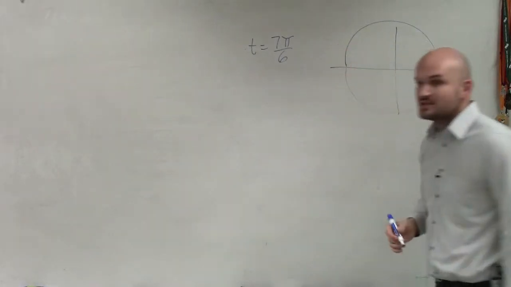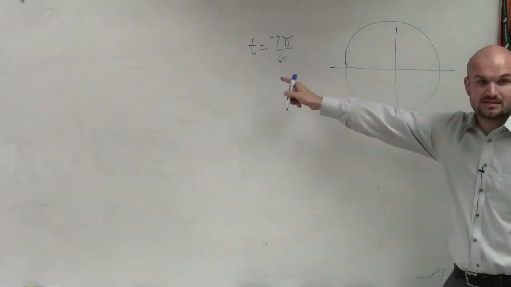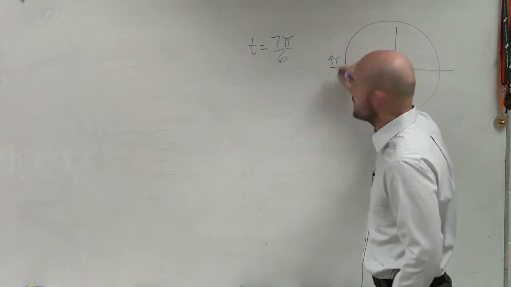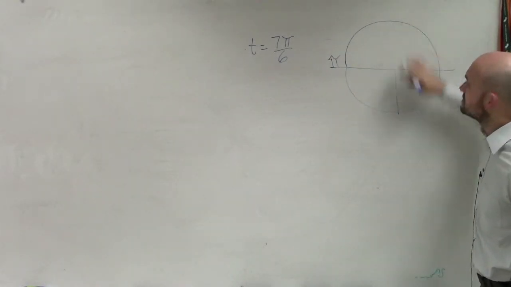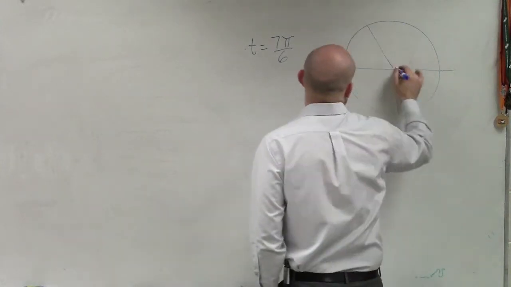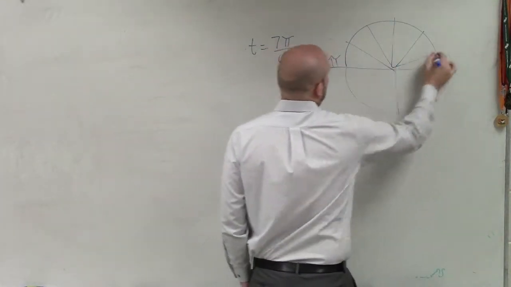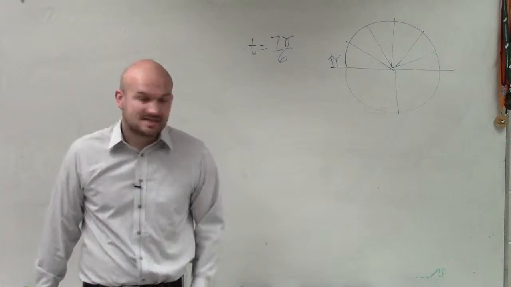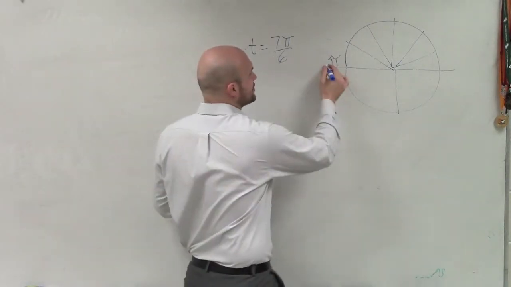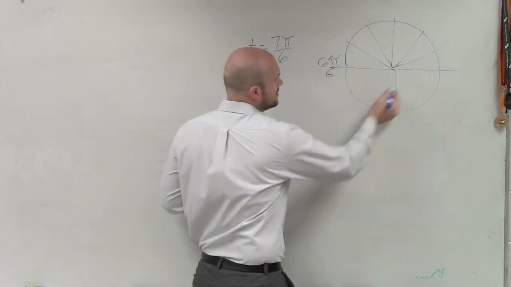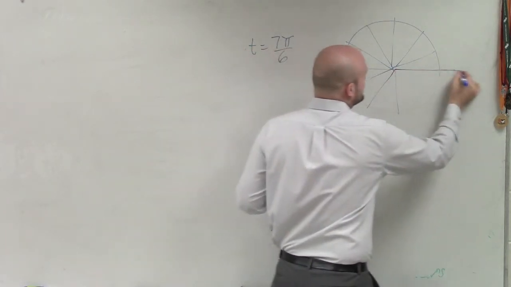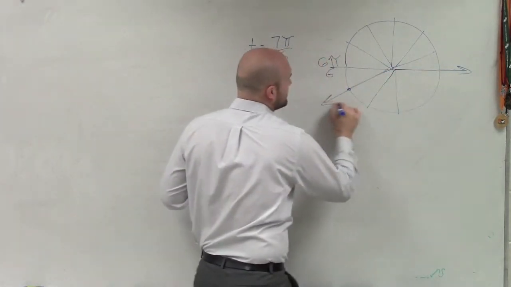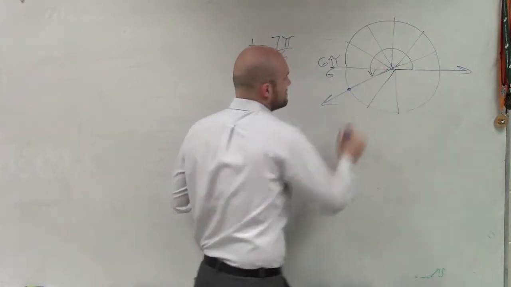So the first thing I'm going to do is, if I see the denominator is 6, remember halfway around the circle is a whole pi. So what I'll do is break this up into 6 different sections. 1, 2... All right, when I break it up into 6 sections, I know that halfway around the circle is 6 pi over 6. So therefore, 7 pi over 6 is going to be right here. Well, if this is my initial side, then that will be my terminal side, and that's my angle.